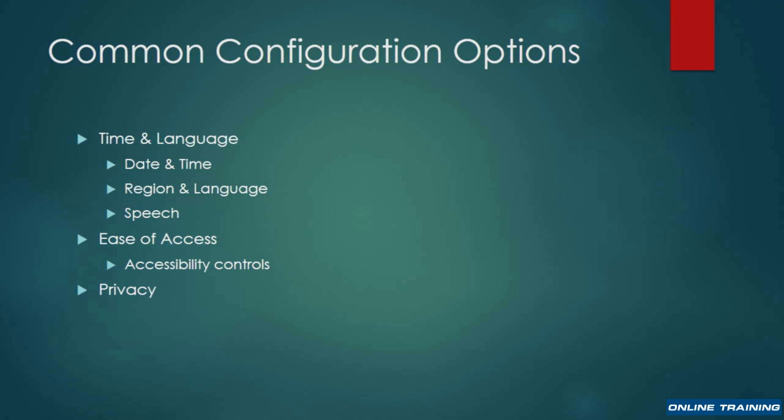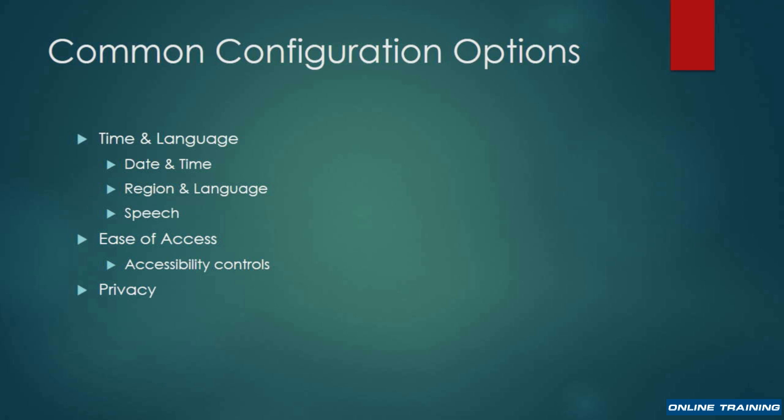We have time and language. The time and language area is where you configure your date and time, your time zone, and what the date and time is. It's also where you get into any of the region and language options. So you can modify the languages that are used by Windows itself. This is also where we would go for speech recognition, and that's the only one that seems a little bit out of place, but I guess it has to do with language. So you go in and configure microphone settings and speech recognition there.